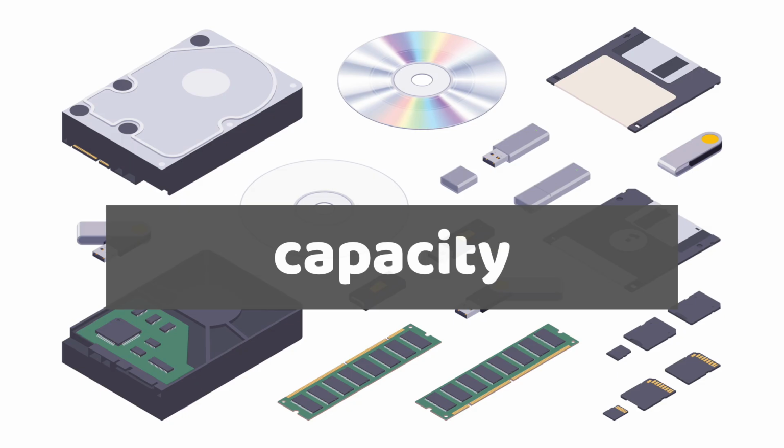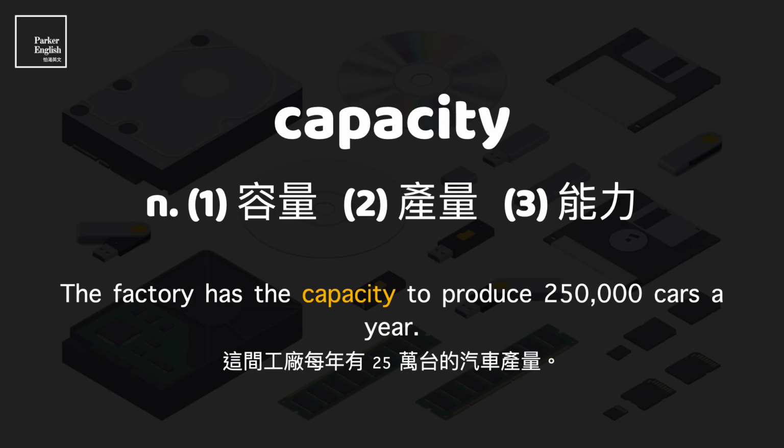capacity. capacity. 名词容量产量能力. The factory has the capacity to produce 250,000 cars a year.